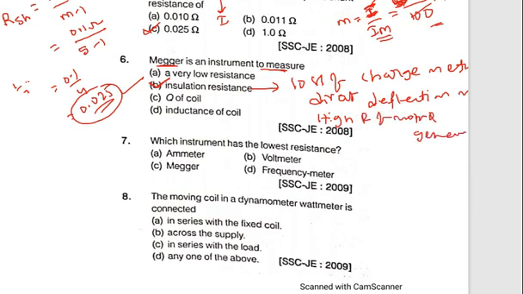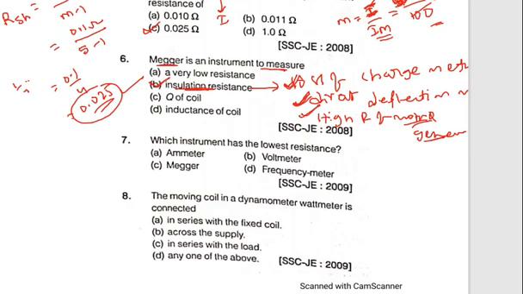Okay, again I am repeating, Megger is the instrument to measure insulation resistance. For measuring the insulation resistance, what are the methods we use? If the question is asked like that, we have to answer loss of charge method and direct deflection method. For measuring high resistance of motors and generators also we use the Megger. Okay, hope you understood.